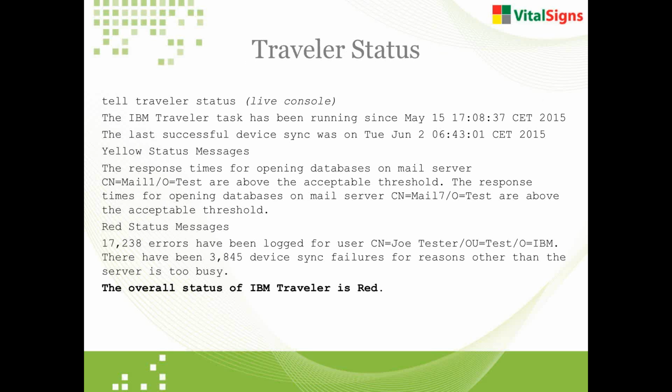So the Traveler status of either red, green, or yellow has some reasons behind it. So if you go to the Domino live console, you can't do this on the remote console, tell Traveler status, you'll get back kind of a paragraph looking like this, and it will say, this is how long I've been running, this is my last sync, and here are the reasons why I might think that I'm yellow, and here are the reasons that I might think that I am red.